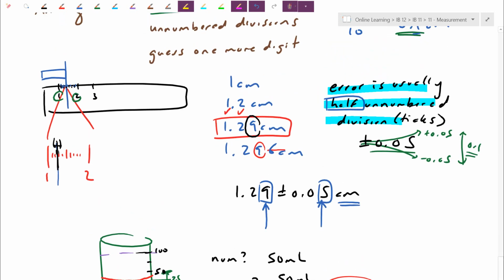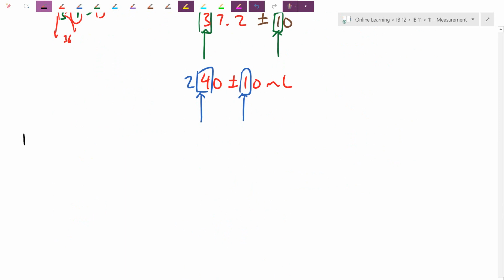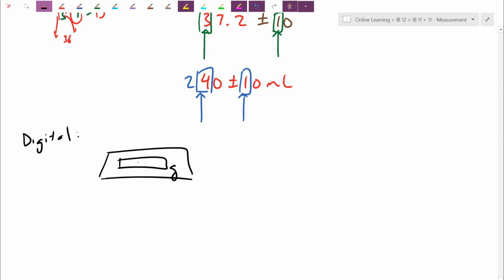Let's just flip over here. Those are analog instruments. Those are when you don't have a digital display. For a digital or electronic instrument, it's usually a little bit easier. So for a digital display, maybe I have a mass balance. There's a display that reads in grams for us here. Some balances are 1 decimal place scales. Some of them are 2 decimal place scales.